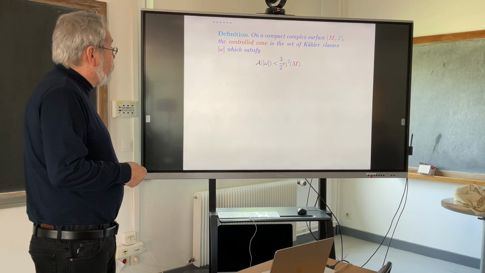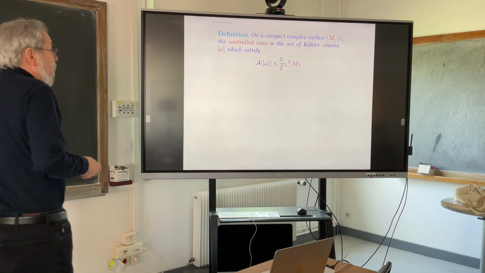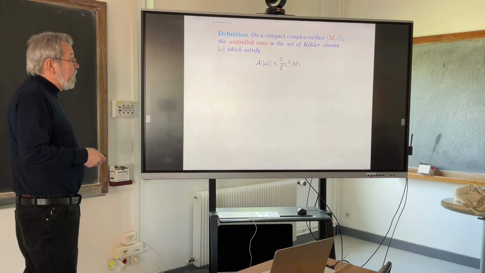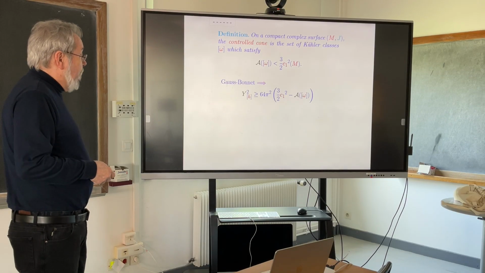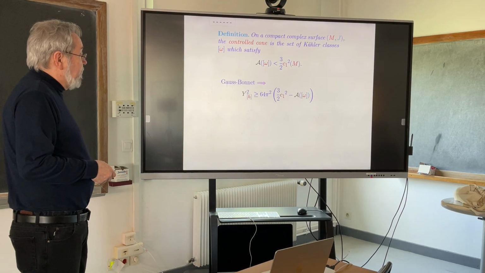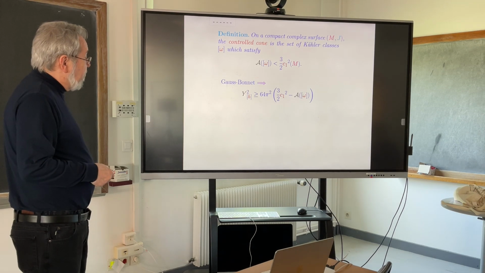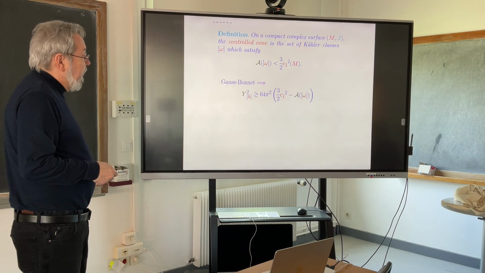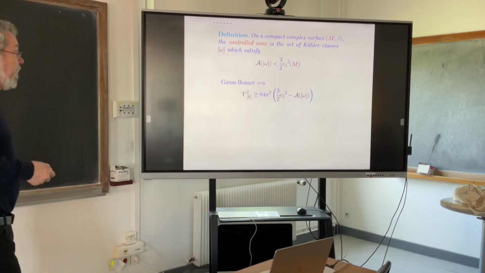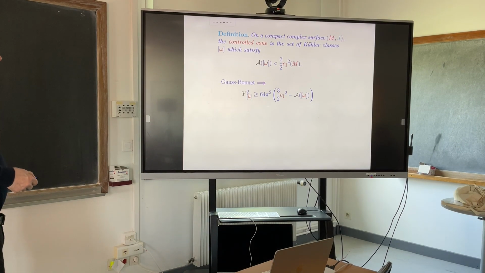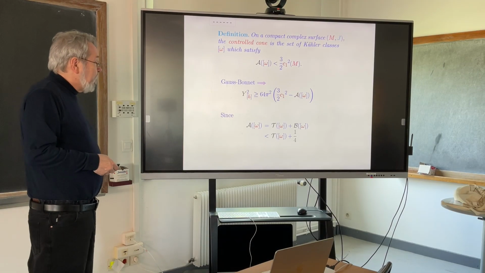When this action functional is less than 3/2 of C1 squared of M, we call that cone in the cohomology the control cone. And the point is that this really comes down to saying that you have a comparison between the Yamabe constant and 3/2 C1 squared minus this action. So if this is small, this would be positive, and this would be bounding your Yamabe constants away from 0.